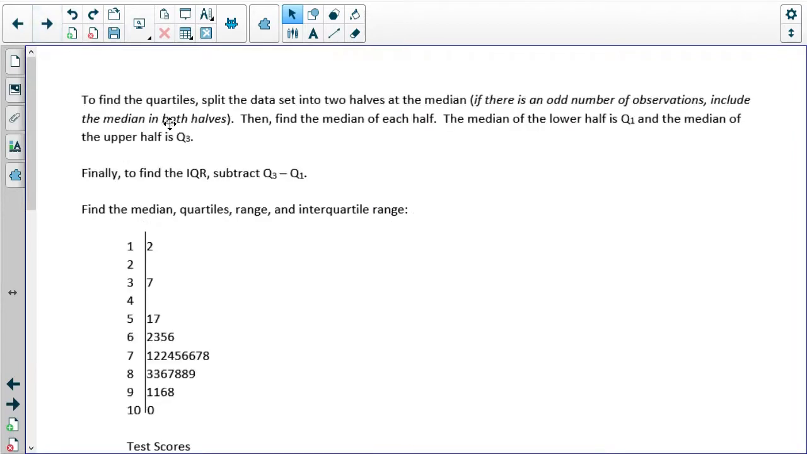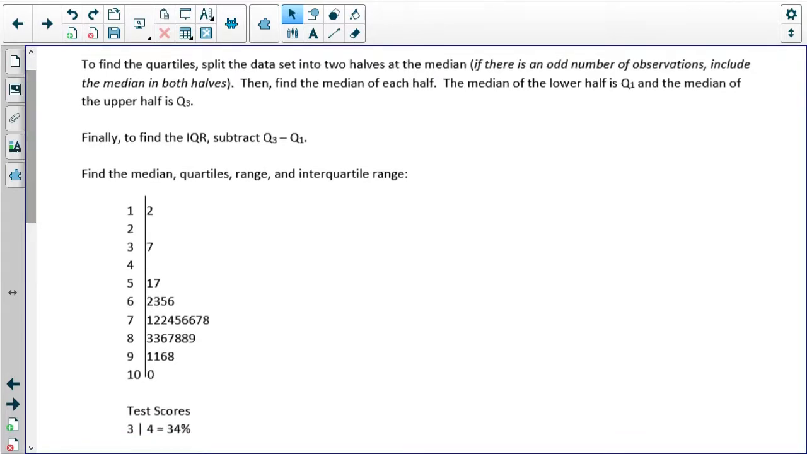Okay. So to find the quartiles, we split the data in half, and then we split the data in half again. It doesn't really matter how you do it. This worksheet says if there's an odd number of observations, include the median in both halves. But other things, like your TI calculator, won't include the median in both halves; it'll just exclude the median altogether when calculating the other ones. So it doesn't really matter. I'll show you on the TI that you might get a slightly different answer, but it's okay either way.